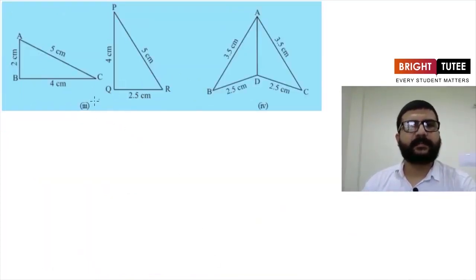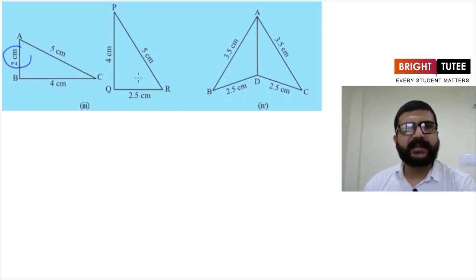Now let's see the third part of this question. Here two triangles are given, triangle ABC and triangle PQR. We have to tell whether these two triangles are congruent by SSS congruency rule or not. For that rule, all the three sides of first triangle should be correspondingly equal to the three sides of the second triangle. Now from this triangle we can see that AB is 2 centimeters.